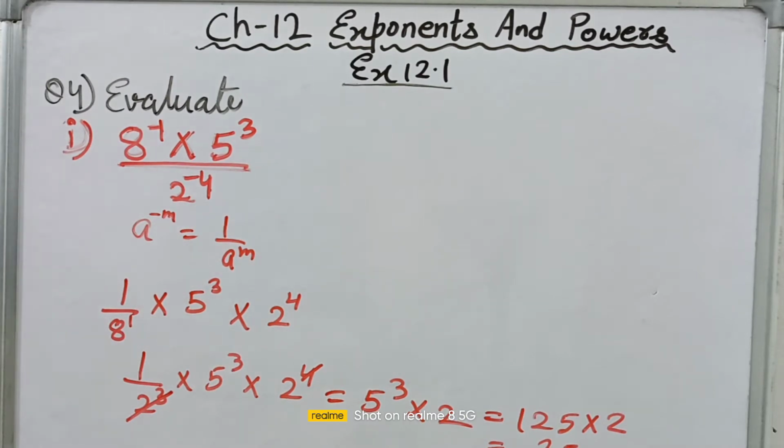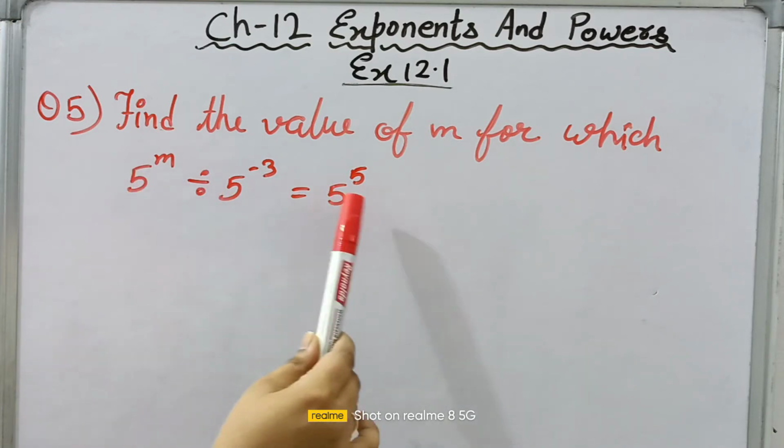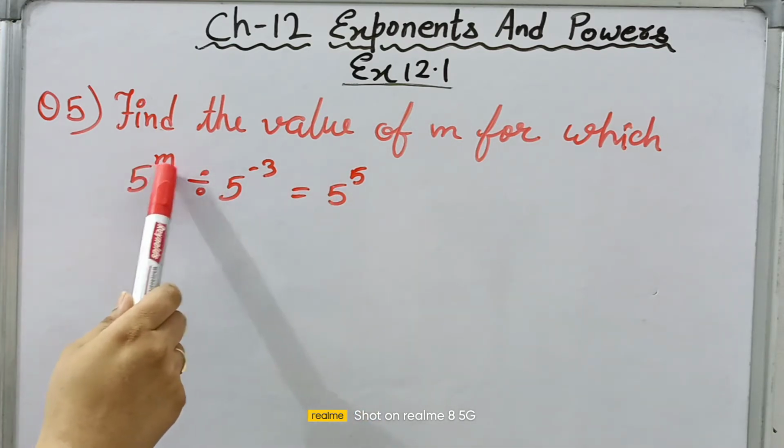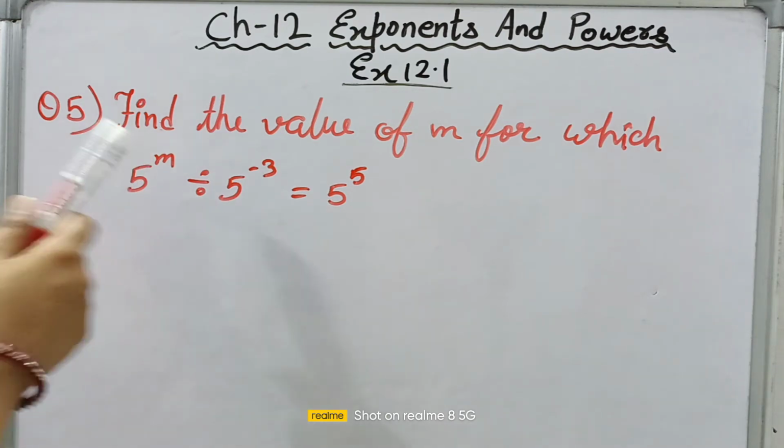So this question number 4 has only two parts. One is solved for you, second is your homework. Come to question number 5. Question number 5 says find the value of m for which 5 raised to the power m divided by 5 raised to the power minus 3 is equal to 5 raised to the power 5. So bases are same for all three terms. Exponents are different. We will apply law of exponents and then we will find out the value of m.